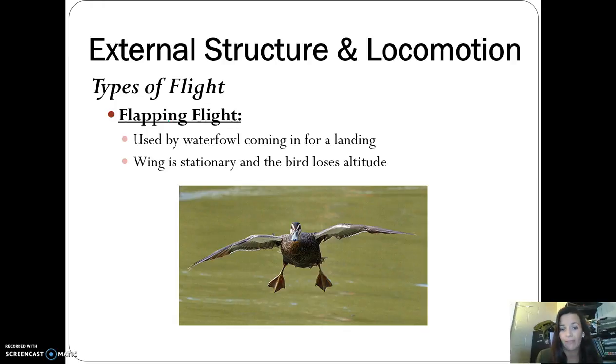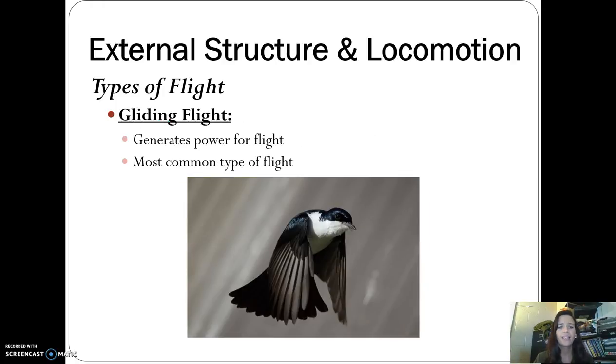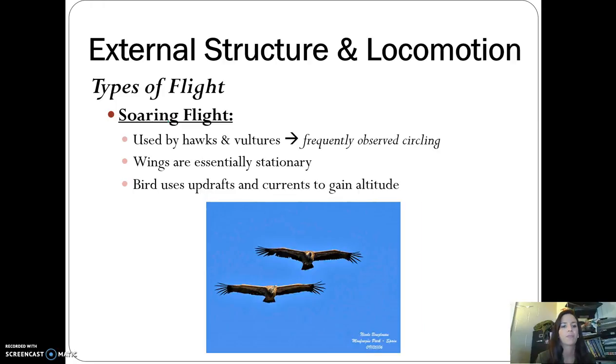So flapping flight, this is used by waterfowl as they're coming in for a landing. The wings are pretty stationary, and then the bird's just simply losing altitude. In gliding flight, the wings are going to generate power for flight, and this is the most common. This is what you see by most birds as they're flying. They're not flying really hard to get away from something, but they do have to do some sort of maintenance.